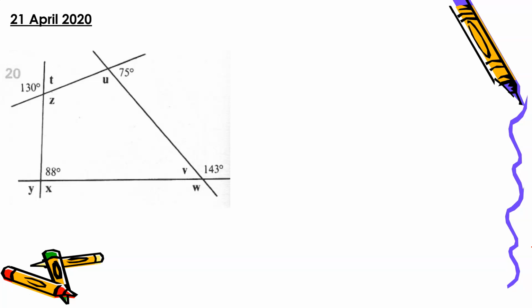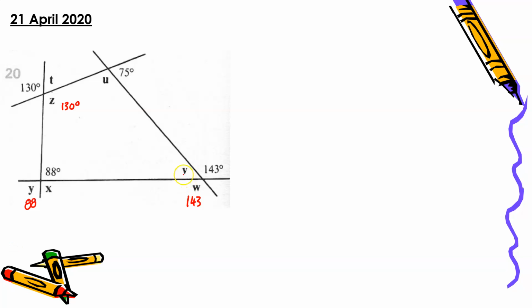Okay, so hopefully you had a go at all these. Let's start with the nice and easy ones, working out the vertically opposite answers. So we've got 143, because W is vertically opposite that one there. You've got 88 for Y, because it's vertically opposite there. And you've got 130, because it's vertically opposite there. And then the other ones are just on a straight line or on a point.